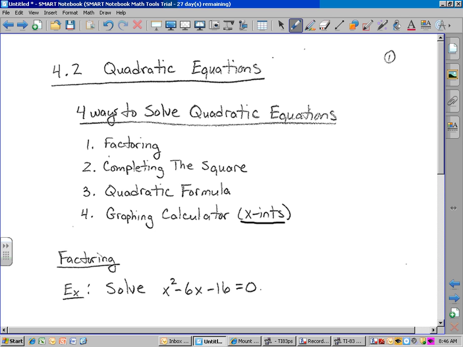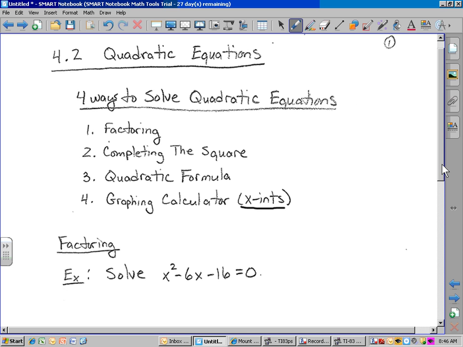2 and 3, though, do work for every single problem, completing the square and quadratic formula. That's why you must know how to do one or both of these ways of solving. We're first going to start with factoring, just to review that quickly.